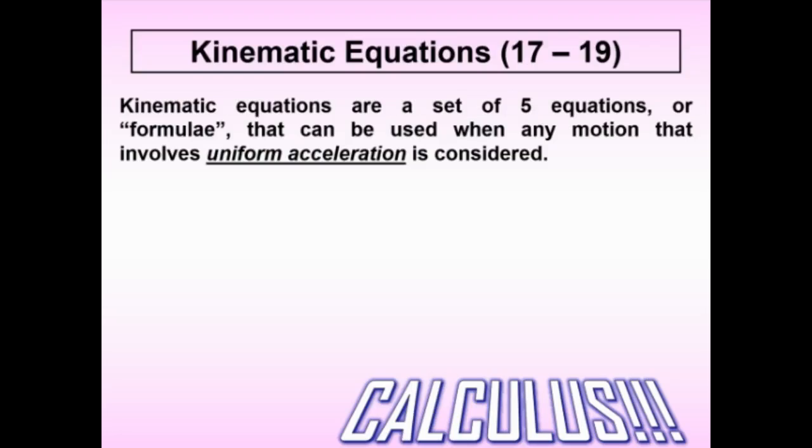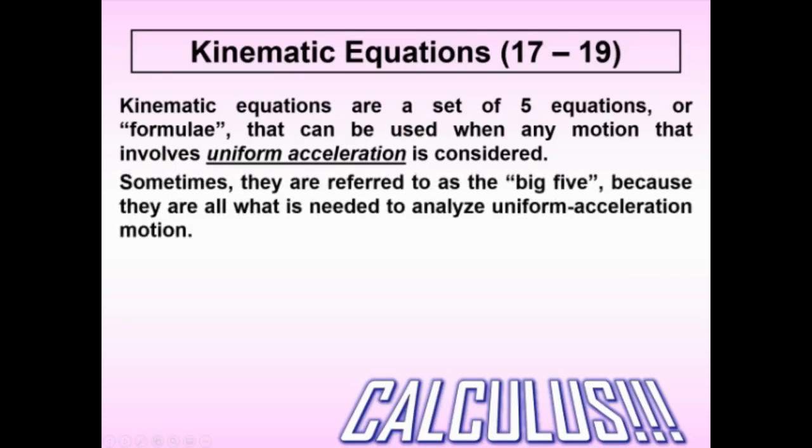How about uniform acceleration? You still keep the same direction, but what could you be doing? Changing speed. But what's so special about it? You have to be gaining or losing speed at the same rate. Exactly. So the same rate of gaining speed or the same rate of losing speed. Sometimes they are referred to as the big five. That's usually a university term because they are all that is needed to analyze absolutely any uniform acceleration problem.